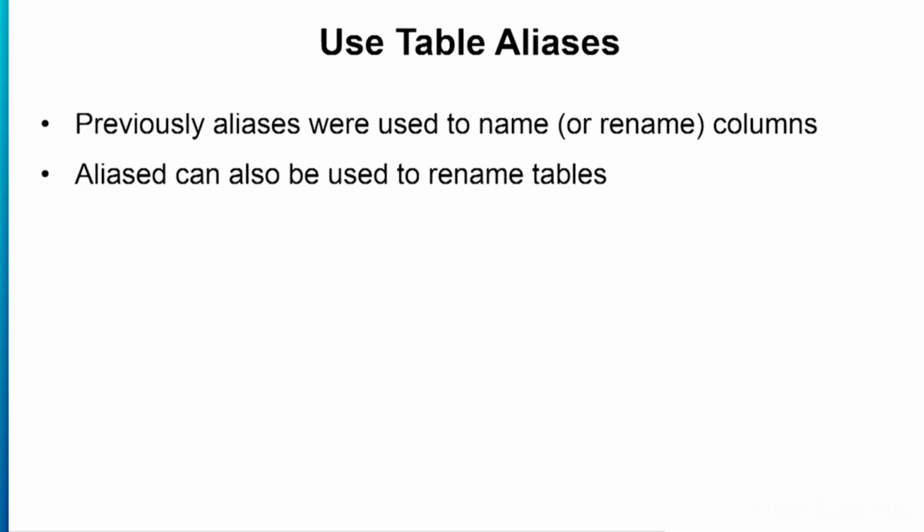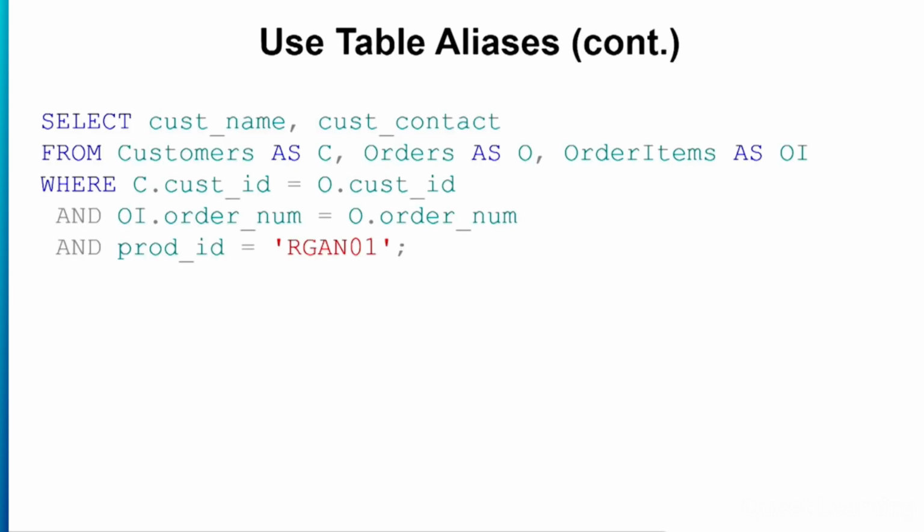select statement itself. Now, this may sound strange, but let me show you an example and then show why you need it. Look at this code over here. This is selecting customer name and customer contact from customers, orders, and order items, and then the where clause joins two tables, and the third where clause is a filter. We actually saw an example much like this before.